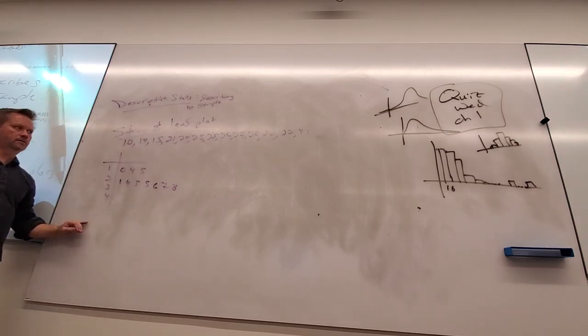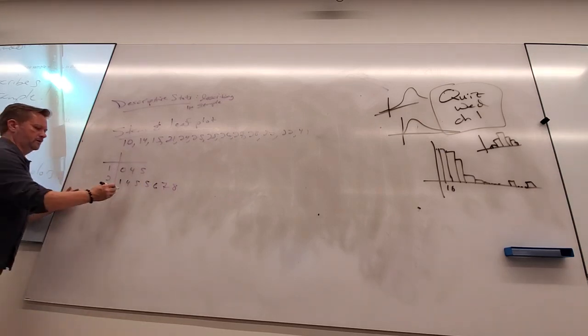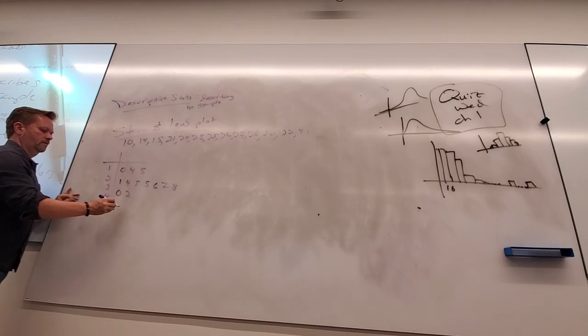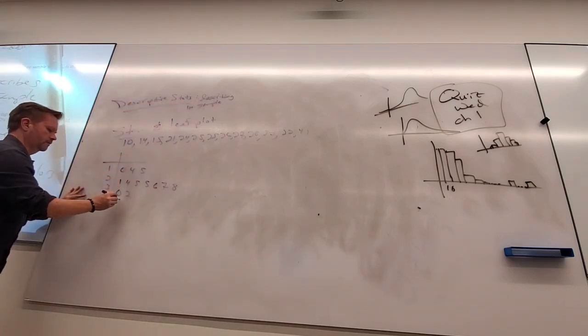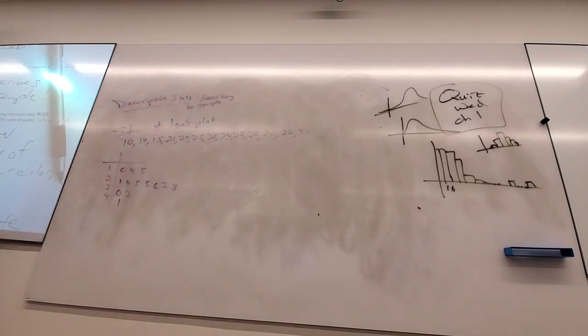5, 5, 6, 7, 8. And you'll see why in a minute. Off of the 3, 0. And off the 4, is that a 1? It's just a 4. Yeah, 41.